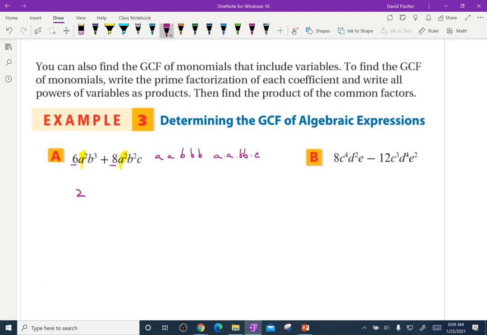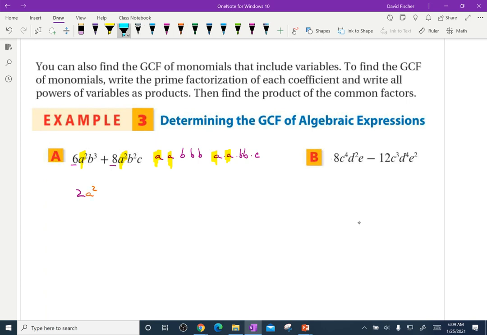There's a little times sign in between those. And so now if I'm looking for common ones, well, they both have an A. They both have another A. So I have 2 A's, and so I have A to the second power.